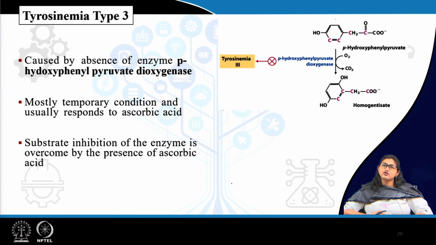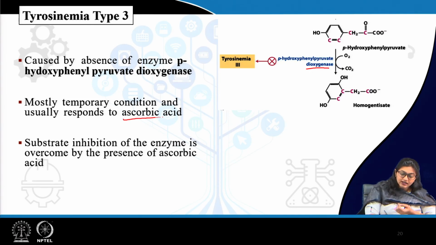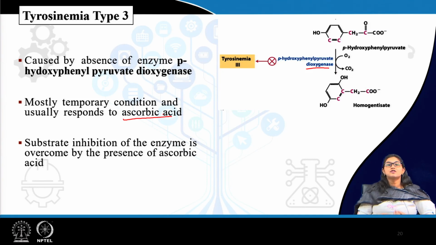Then we are moving on to tyrosinemia type 3, where the dioxygenase is absent. So, homogentisate cannot be formed from para-hydroxyphenyl pyruvate. Because this enzyme is dependent on vitamin C, it is sometimes responsive to vitamin C treatment or ascorbic acid. Vitamin C is known as ascorbic acid as well.